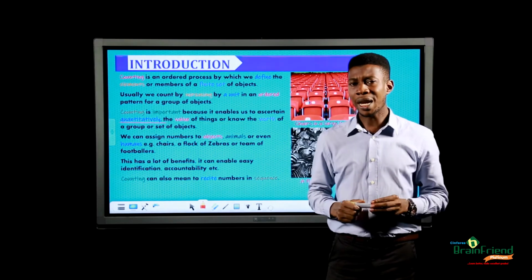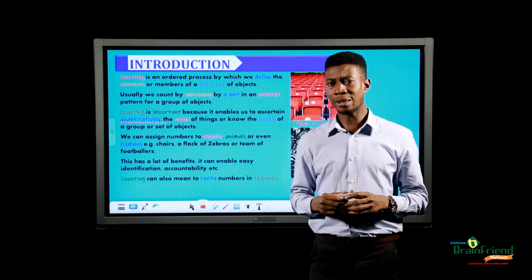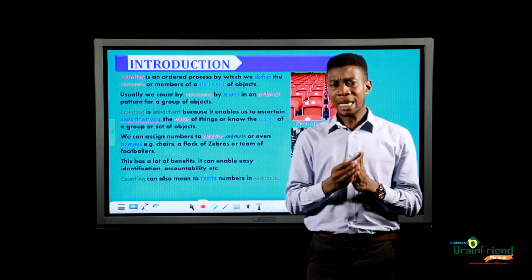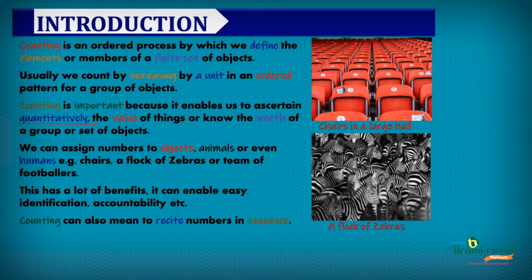Numbers can be assigned to objects, animals, as well as humans. For example, a team of footballers, each player can be identified by their numbers. So, counting makes identification and accountability easy.